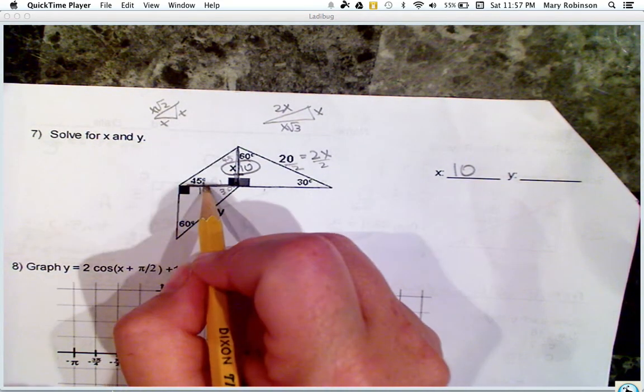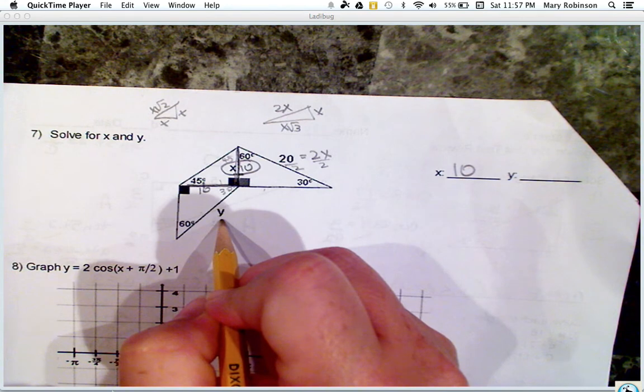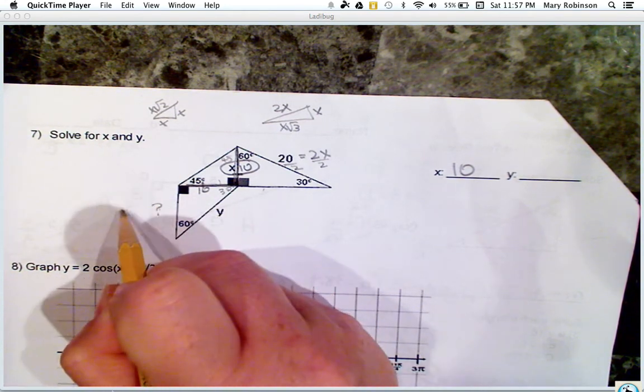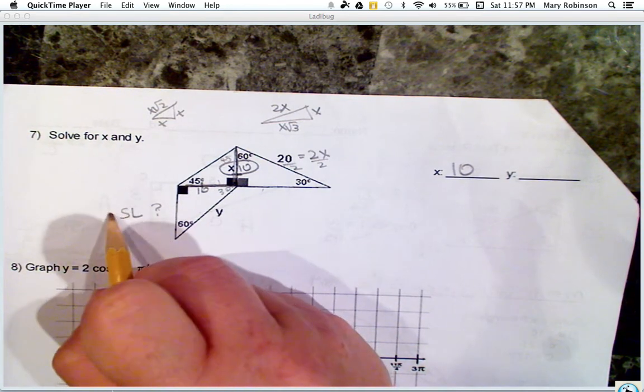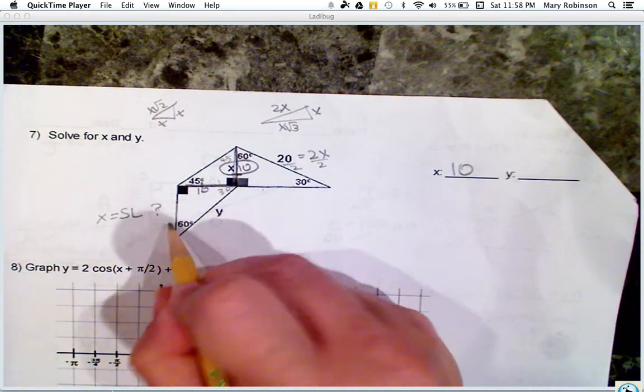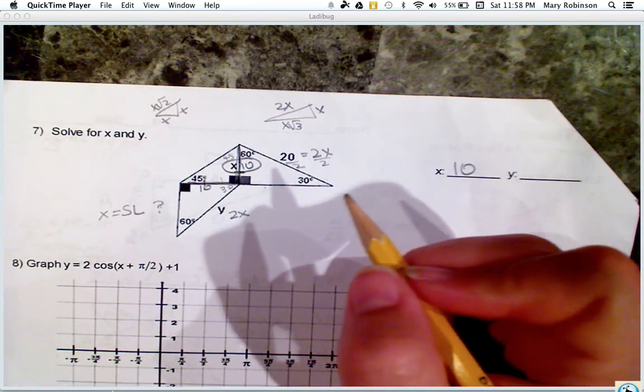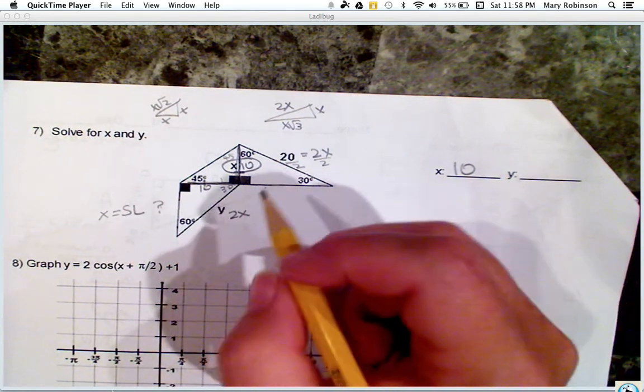Now, in order to solve for our hypotenuse, we really need to know what the short leg is. So let's find our short leg. That's going to be our x value. And then remember, our hypotenuse is twice that x value. And once we know that, then we can solve for y.